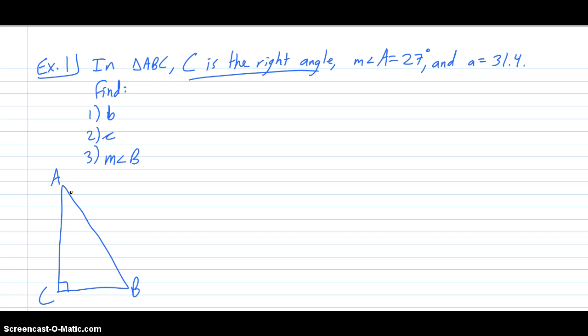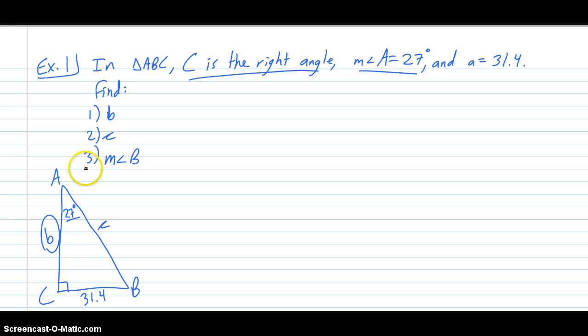You could flip-flop those. It doesn't matter. I'm just going to put them like that. Alright? And start labeling things. Measure of angle A is 27 degrees, and A, which is the side across from little a, is 31.4. Again, C is across from C, B is across from B. Alright? So, let's find side length B first. Shouldn't be too hard, right? Here's what I would do. This is how I would do this problem. I would start from an angle that I know, 27 degrees.